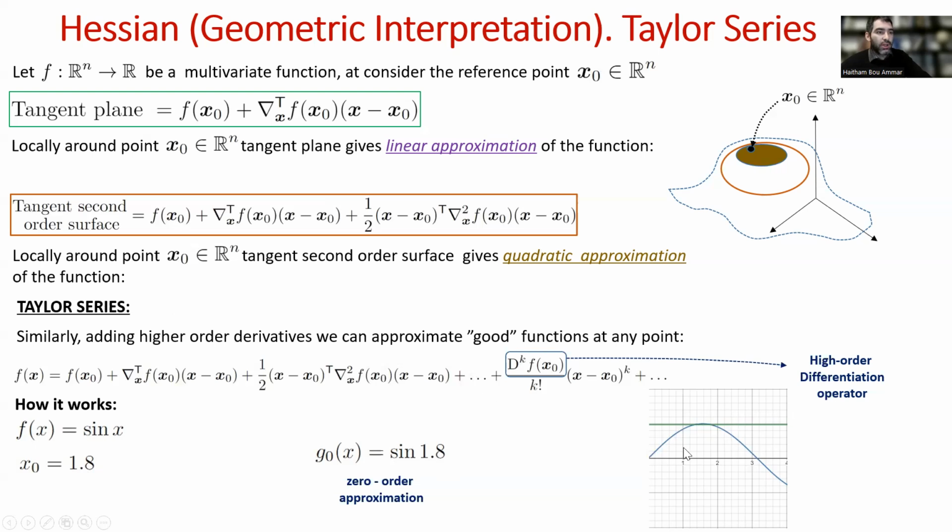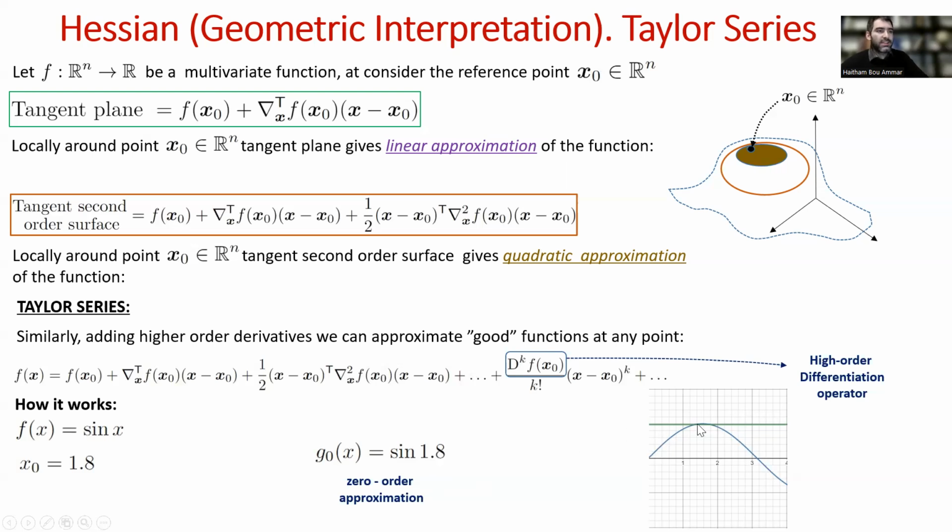and the blue line represents the function sine of x itself. So this point here, 1.8, somewhere here, will give us the value of the function, and the zero-order approximation is just equal everywhere. It's equal to the value of the function sine of x at the point 1.8.